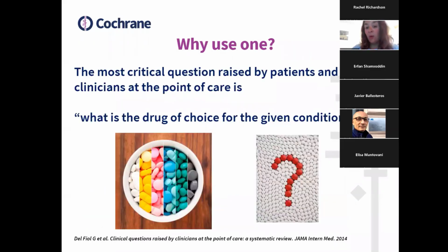And why use a network meta-analysis? So when thinking about what patients or clinicians or policymakers want, they're not really wanting to necessarily compare one treatment to another. They want to know what is the drug of choice for a given condition out of all of the different interventions available, which is the best, if you like, intervention to use.